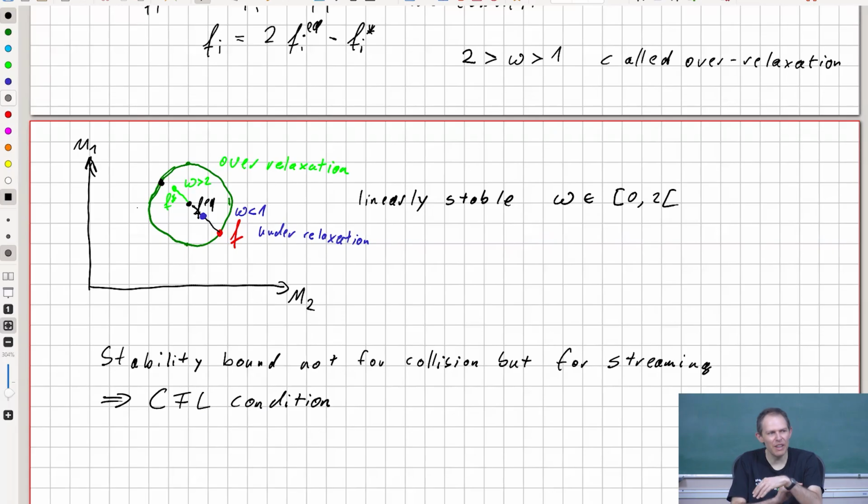So who of you never heard about the CFL condition? Who of you have heard about the CFL condition? So there are very few people who have neither heard nor not heard. Yeah, they're in some quantum state, right? Okay, so most of you have heard about the CFL condition.